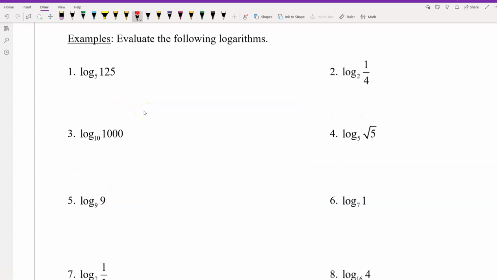Evaluate the following logarithms. Number 1. So here we have log_5 125, base is 5.